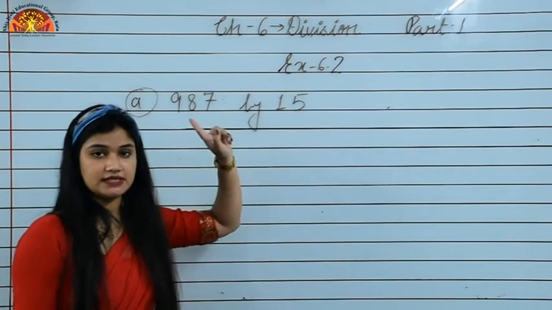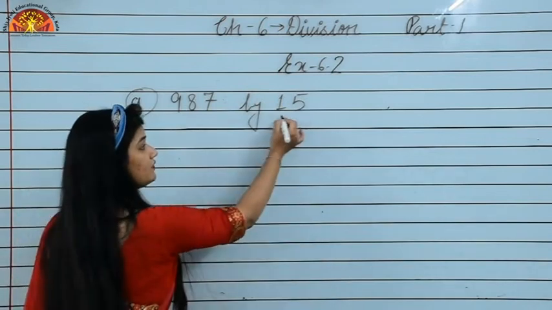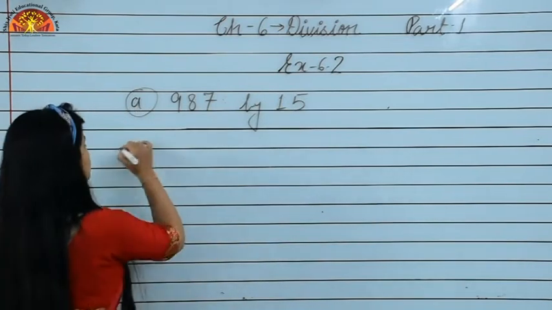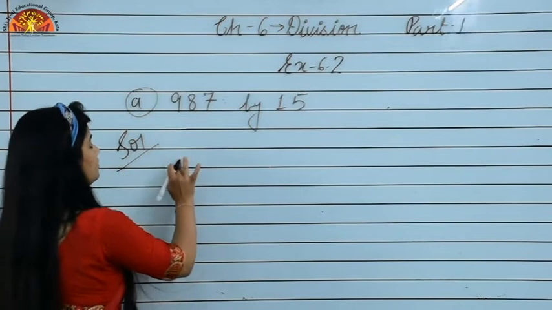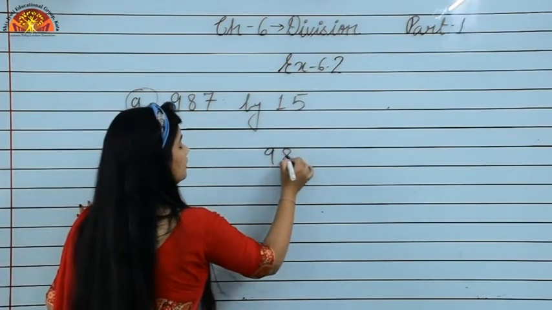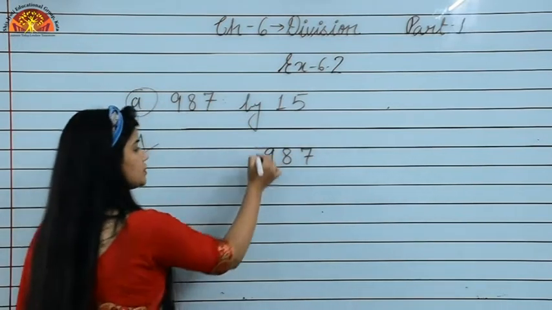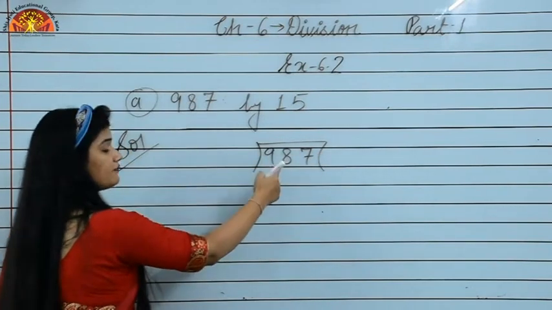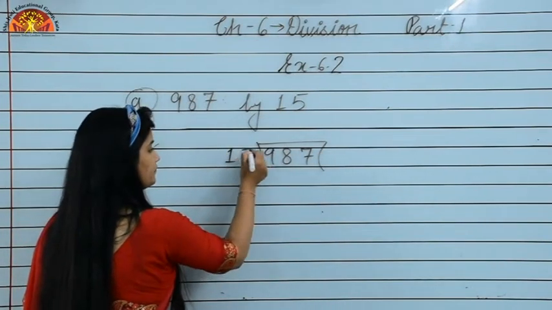Now we are dividing by a 2 digit number. Earlier we divided by a single digit number. Now we are dividing by a 2 digit number. So just look here, the same process will apply. First, 987, which is the dividend, and we have to divide this number by 15.